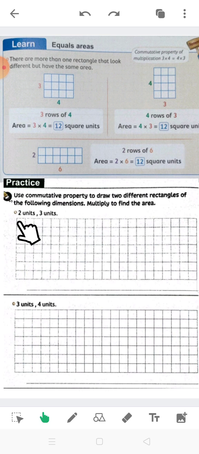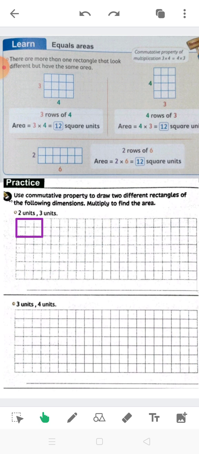area. Okay, first one, we have 2 units and 3 units. Make this 2 units as the rows, and this is for the columns, 2 times 3. So I will draw 2 rows, 1, 2, and 3 columns, 1, 2, 3. So I find the area equals 1, 2, 3, 4, 5, 6, and 2 times 3 equals 6 as well.